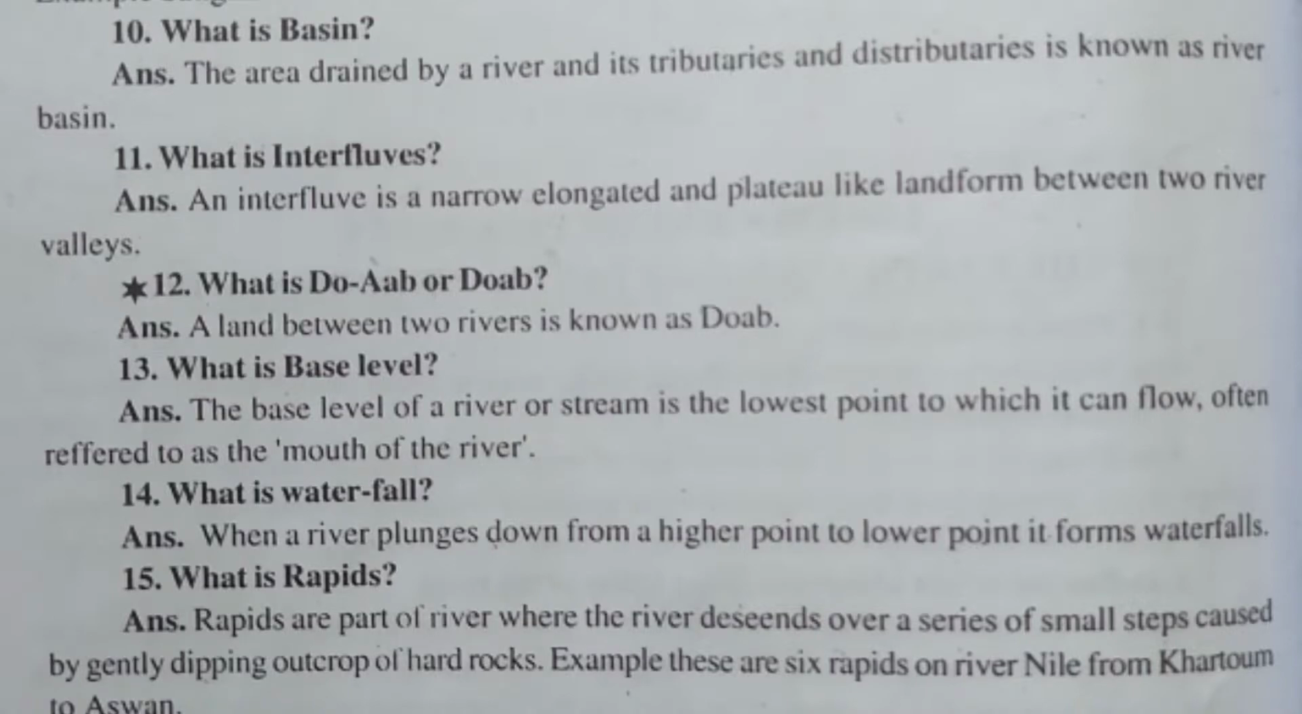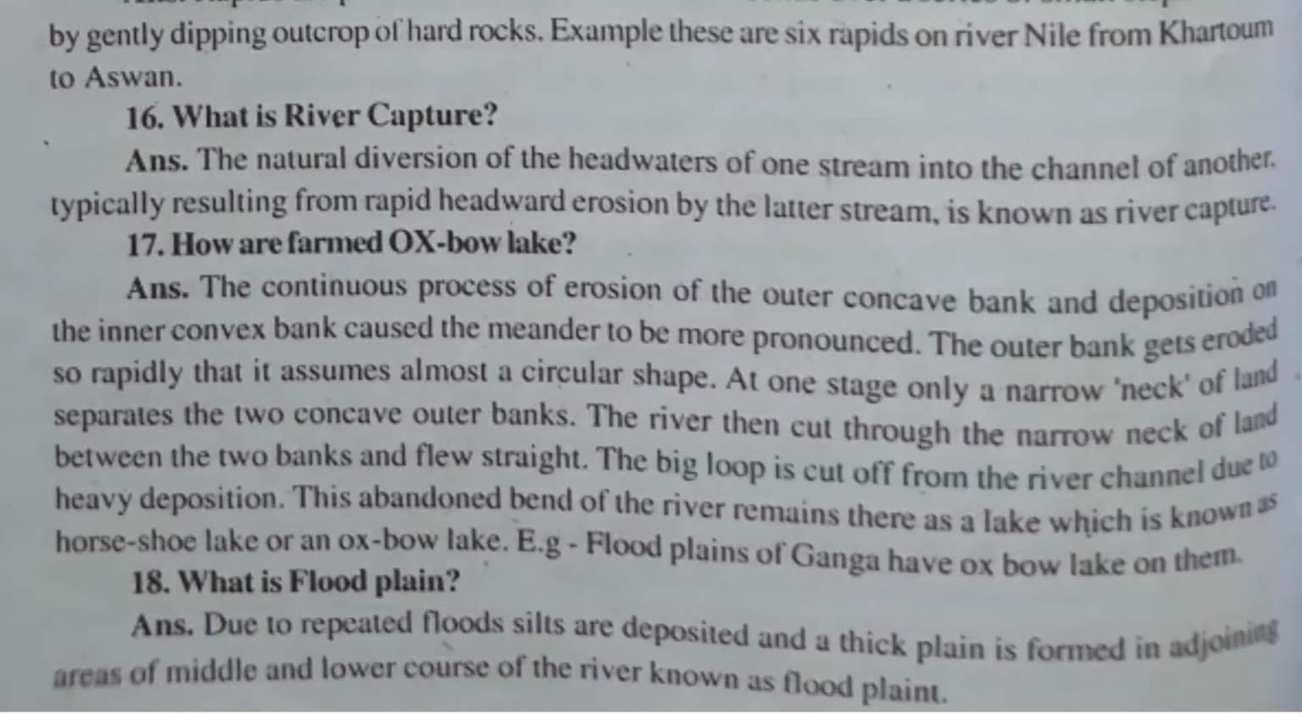Next question is what is rapid? Rapids are part of a river where the river descends over a series of small steps caused by gentle dipping outcrop of hard rocks. Example, there are 6 rapids on river Nile from Khartoum to Aswan. Next question is what is river capture? The natural diversion of the headwater of one stream into the channel of another, typically resulting from rapid headward erosion by the larger stream, is known as river capture.